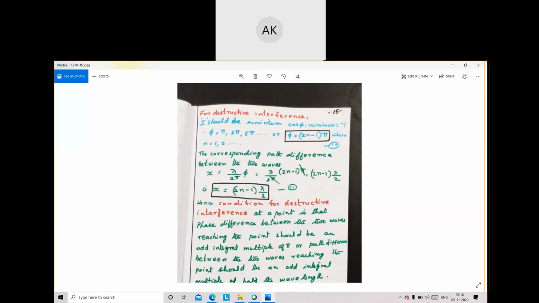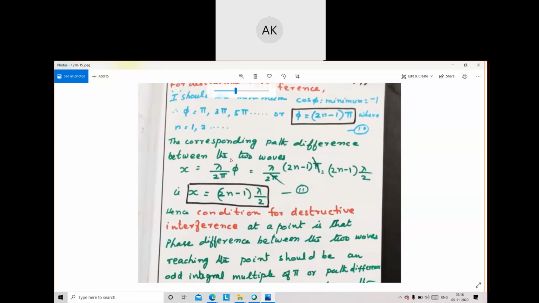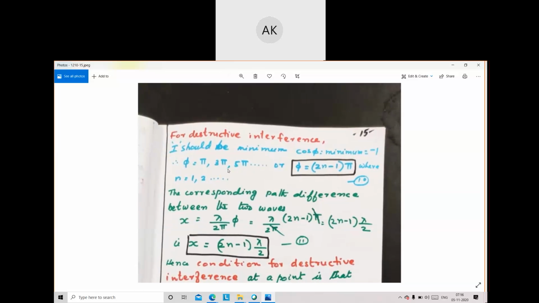So this is the condition for destructive interference. I should be minimum. The equation for I: intensity is directly proportional to the square of the amplitude. So we got the relation I equal to I1 plus I2 plus 2 root I1 I2 cos phi. In that, when phi is pi, 3 pi, 5 pi, etc.